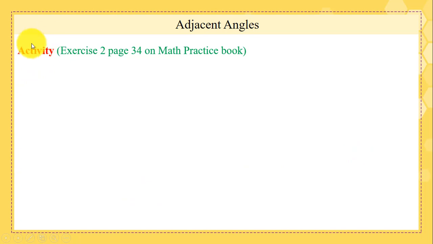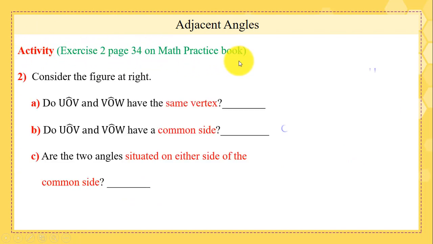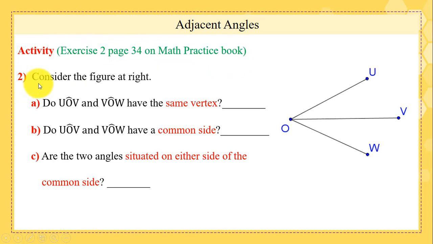Let's solve the second activity. Exercise 2, page 34 on the math practice book. Part 2. Consider the figure at right. Do UOV and VOW have the same vertex? Do UOV and VOW have a common side? Are the two angles situated on either side of the common side? Again, please pause the video and try to solve it alone.